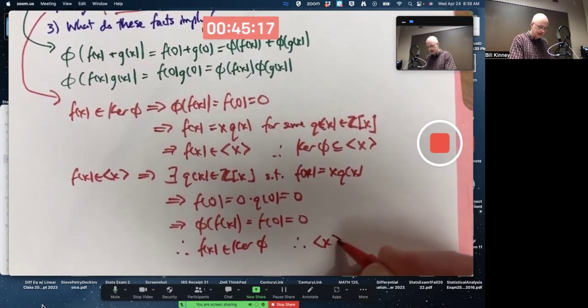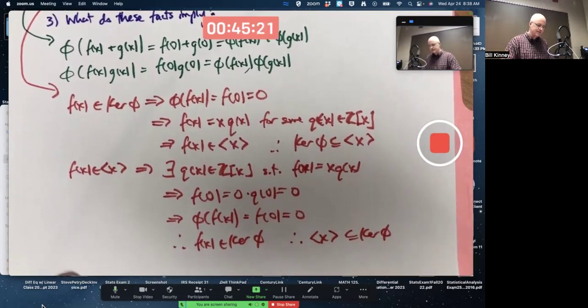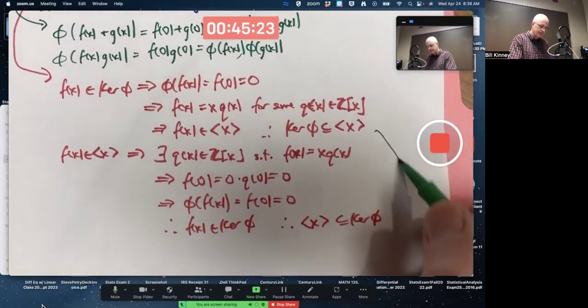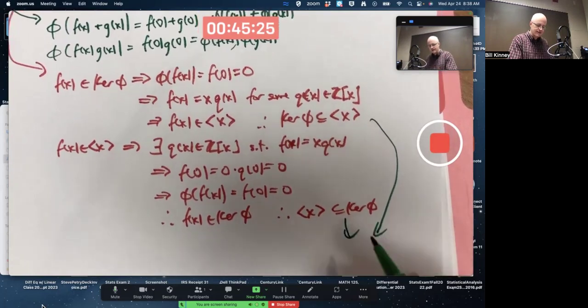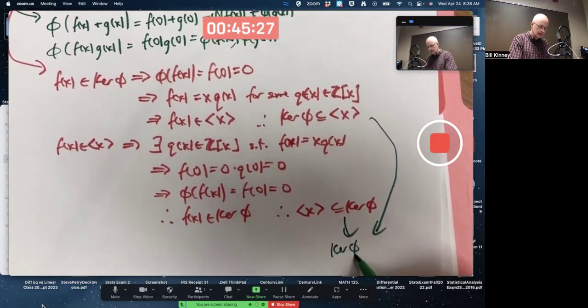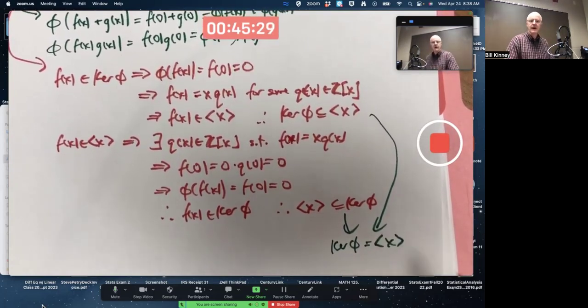Therefore, we also have the other inclusion. Since we have both inclusions being true, that's enough to say the kernel equals the principal ideal generated by x.